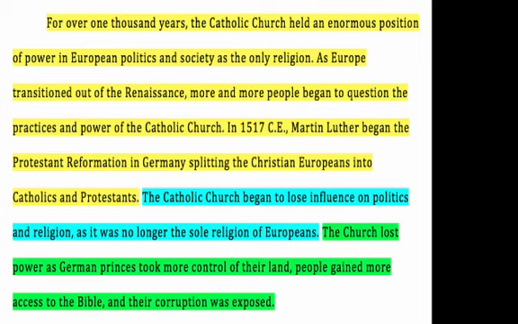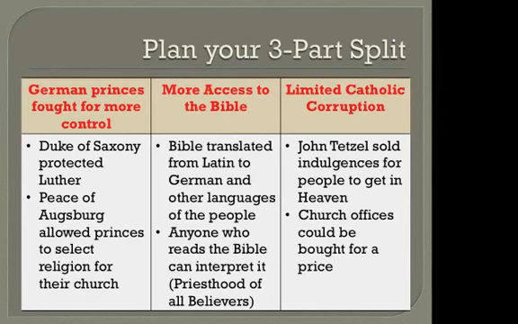The thesis: the Catholic Church began to lose influence on politics and religion as it was no longer the sole religion of Europeans. That's what we're trying to prove. And how we're going to prove it: one, the church lost power as German princes took more control of the land; two, people gained more access to the Bible; and three, their corruption was exposed. So you have your three-part split. We already have evidence, so the only thing we really need is our analysis.